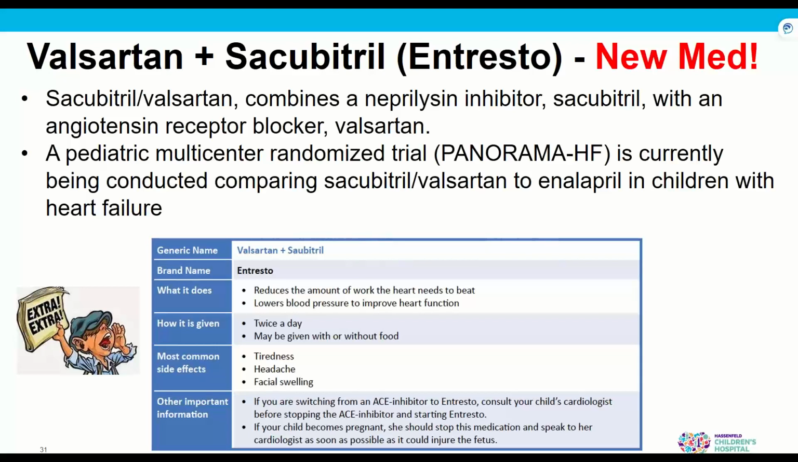The most important thing is that if you're switching from an ACE inhibitor to this new medication, your cardiologist will have to have you stop the ACE inhibitor and have about 2 days without a medication before starting the Entresto to decrease the risk of an allergic reaction.